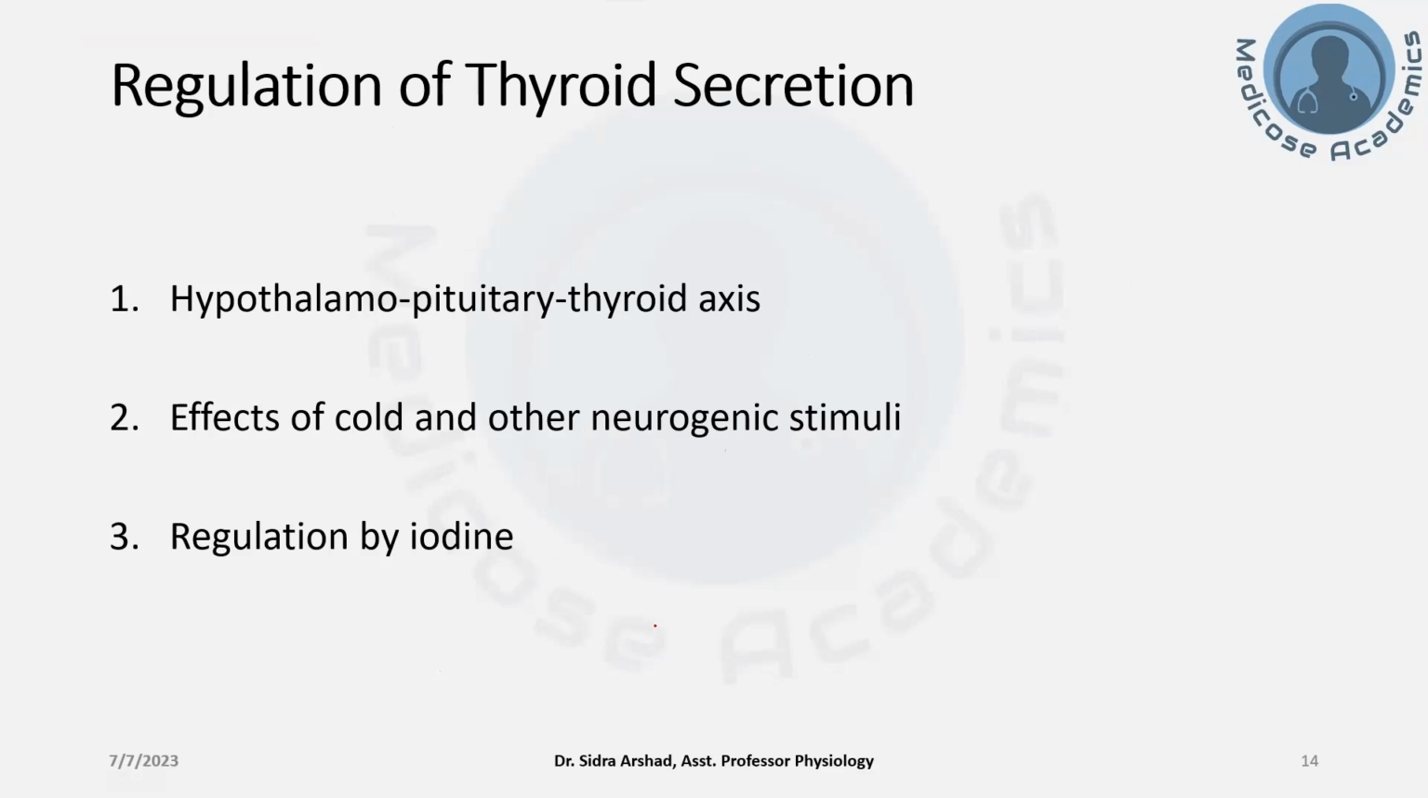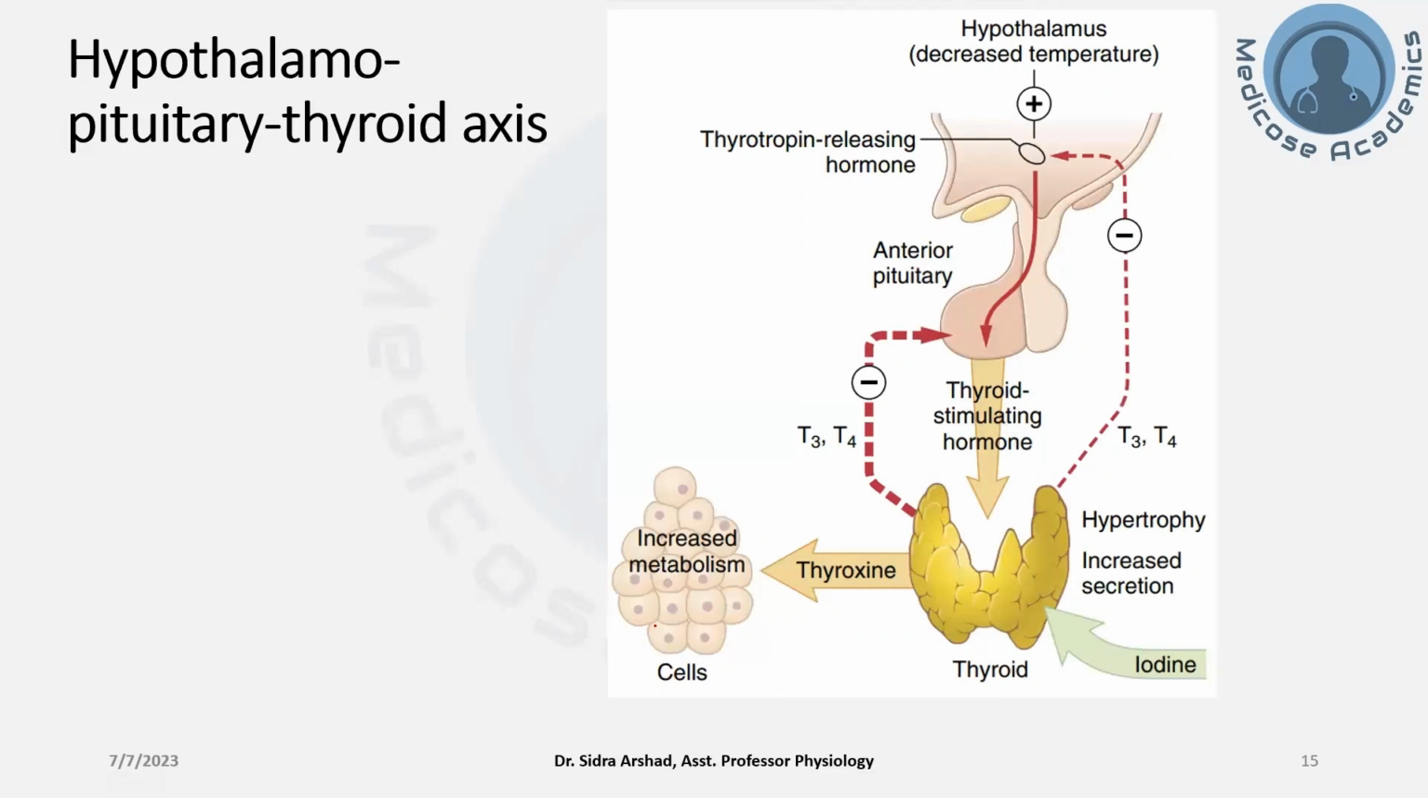So the regulation of thyroid secretion occurs at 3 levels. In order of importance, the hypothalamo-pituitary thyroid axis regulates via feedback mechanisms the release of thyroid hormones. Then the thyroid secretion is also influenced by body temperature and some other neurogenic stimuli. The release of thyroid hormones at the level of the gland itself can also be regulated by iodine. So let's look at them one by one, starting with the hypothalamo-pituitary thyroid axis.